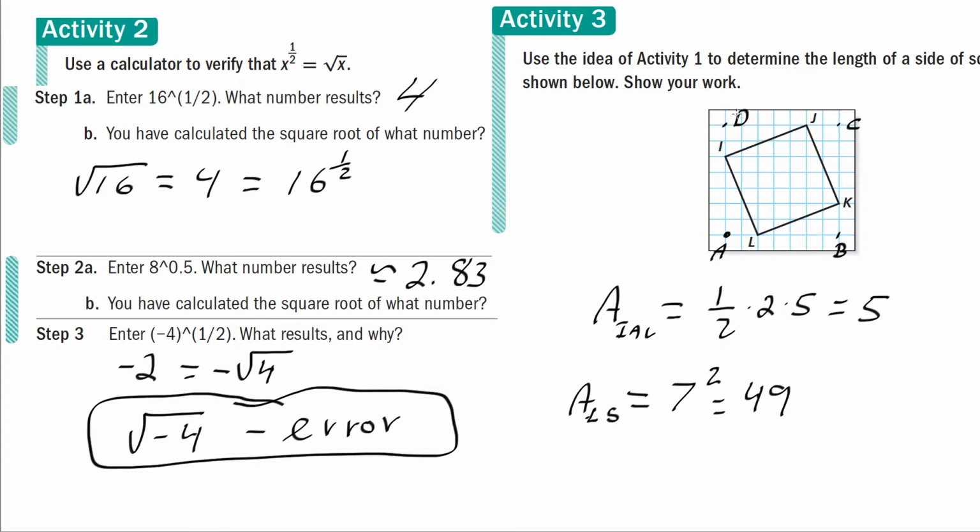And so now I've got that this is equal to 49, and I'm back to subtracting this. How many of these triangles with an area of 5 do I have? It's 4. So it's 49 minus 4 times 5, and 4 times 5 is 20. 20 from 49 is 29 units square.